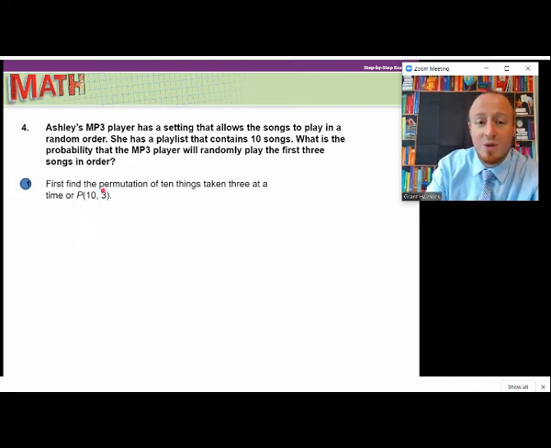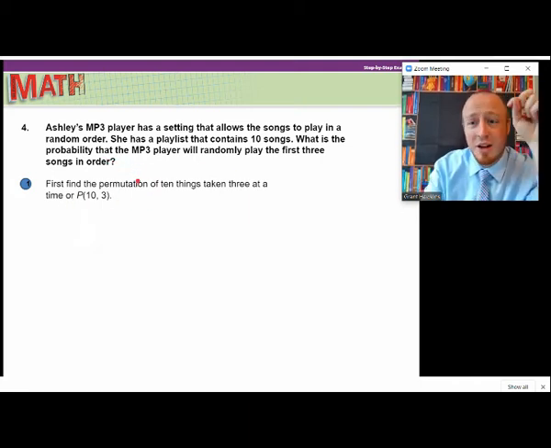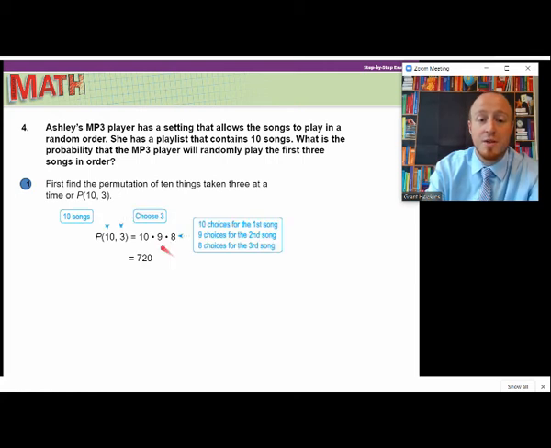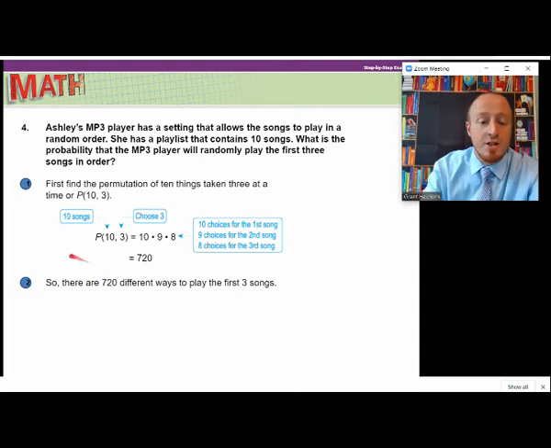The way you'd write this, I wish they would have done this example first. That would have made a lot more sense. You would say the probability of 10 things taken 3 at a time. So we have 10 songs, and we're talking about 3 songs being played in order. There's a possibility of 10 for the first song, then 9 for the second, and then 8 for the third. You multiply all those together, you get 720. So there's 720 different ways to play the first 3 songs.